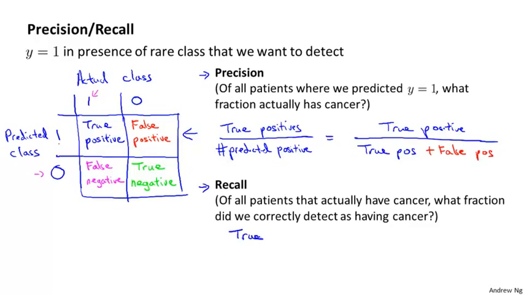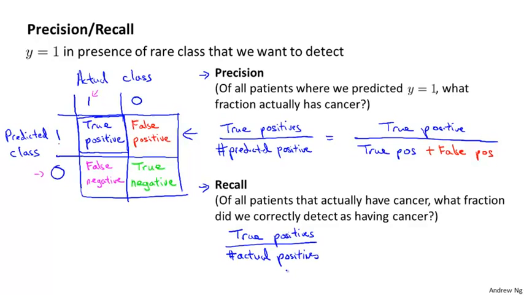So writing this down, recall is defined as the number of true positives, meaning the number of people that have cancer and that we correctly predicted have cancer, and we take that and divide it by the number of actual positives. So this is the number of actual positives, of all the people that do have cancer. What fraction do we correctly flag and send for treatment?